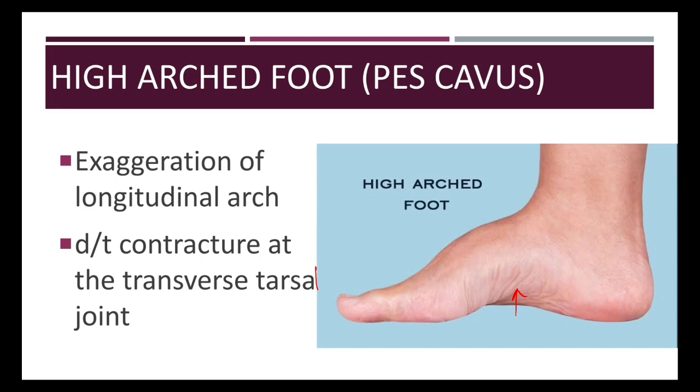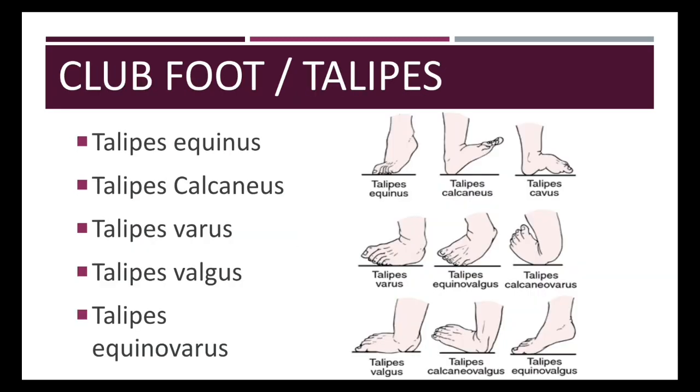Next is clubfoot or talipes. Talipes is a Latin word for clubfoot. Now this clubfoot may be congenital or acquired, and there are 5 types. Talipes equinus or horseshoe-like. In this condition, the foot is plantarflexed and the person walks on the toes with heels raised. Talipes calcaneus. In this condition, the person walks on the heel with the forefoot raised.